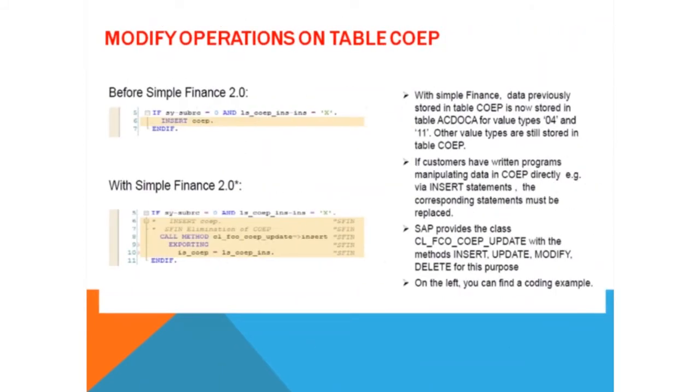And modify operations on table COEP. So from a developer perspective, if you are a developer, your job role is also simplified. So with Simple Finance, data previously stored in the table COEP is now stored in the table ACDOCA for value type 04, while 11 and other value types are still stored in the table COEP.